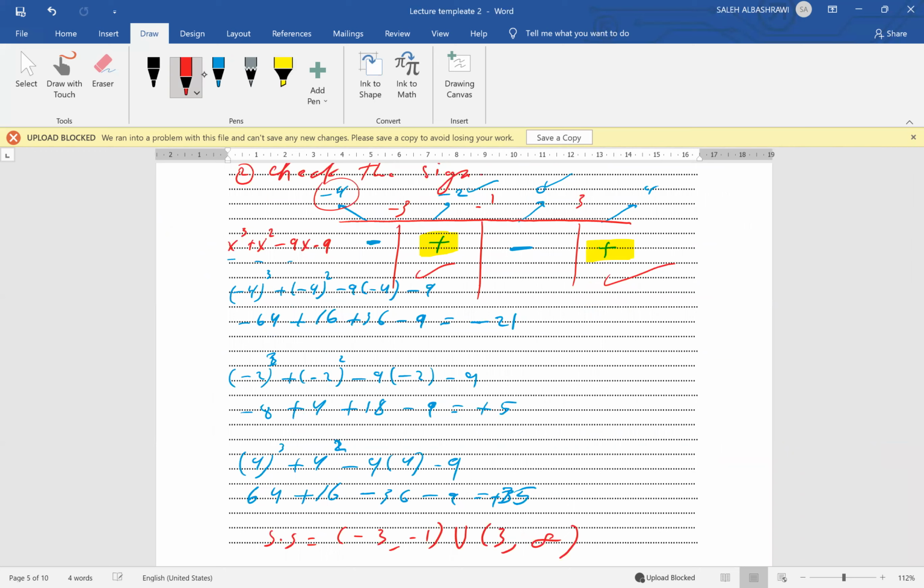So this is how to solve polynomial inequalities. The first step is to find the critical values. The second step is to check the sign of the polynomial and decide which one we choose, the positive or negative, depending on the sign of the inequality.